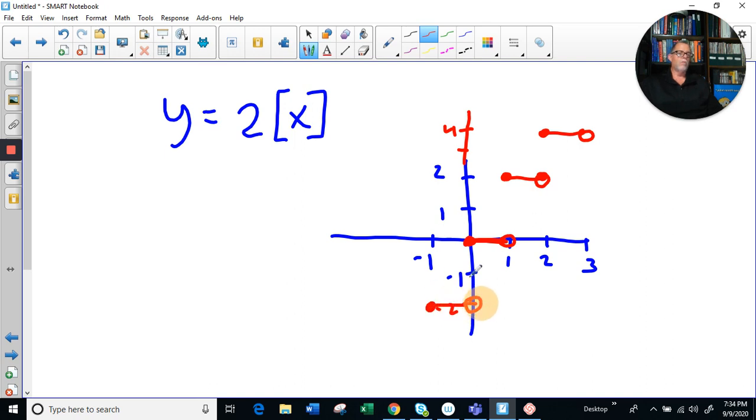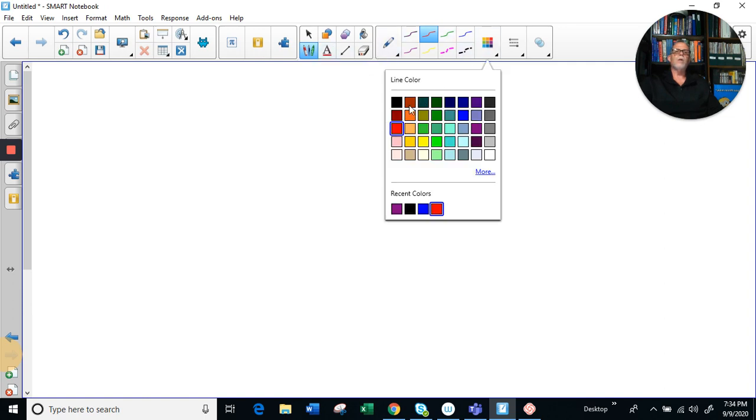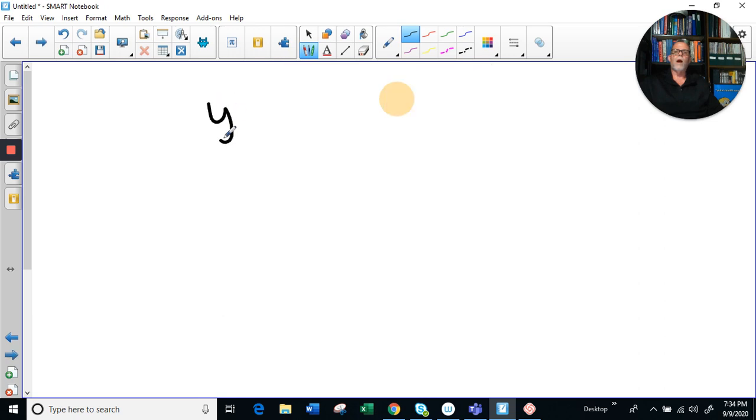Let's do another one real quick. Let's see, I need to change my color again. All right, so let's do y equals greatest integer not greater than x plus 1. What does it normally do if we had x plus 1 in there? It would move everything left 1, right? So let's see if that works out.